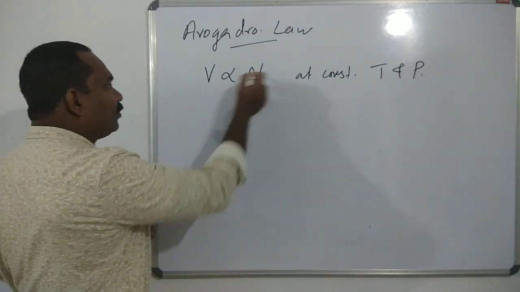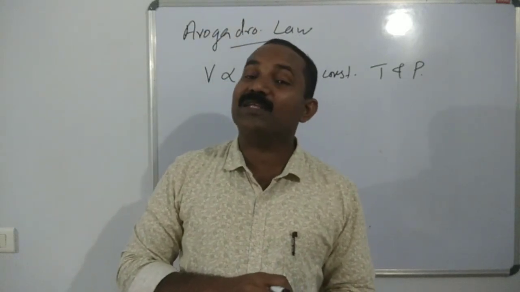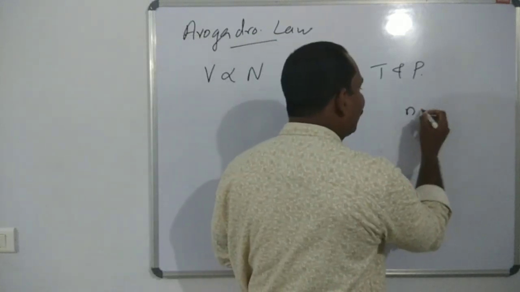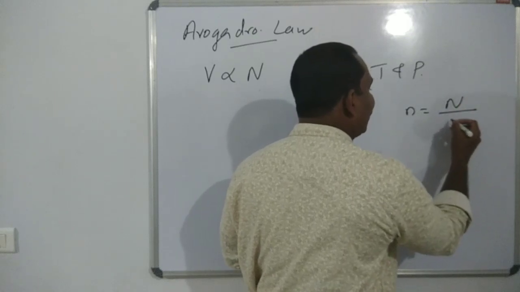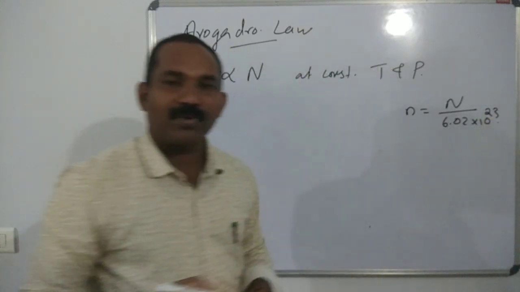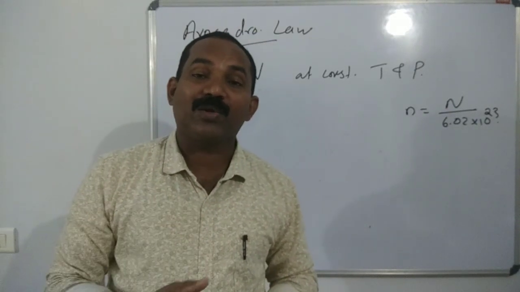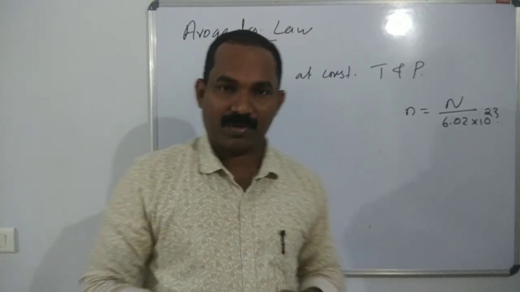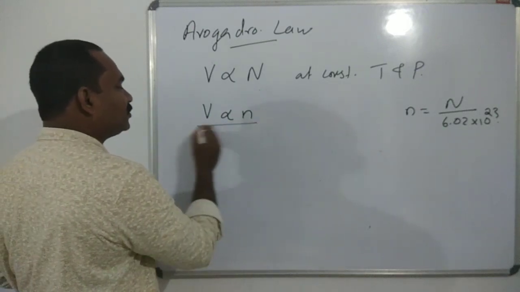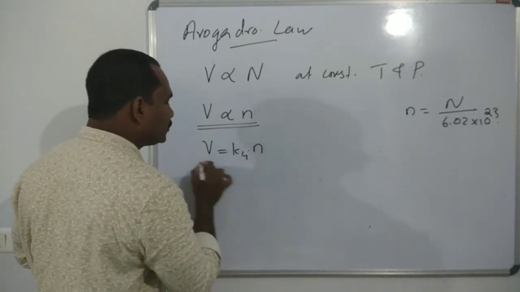So the number of moles is directly proportional to the number of molecules. The number of moles is equal to the number of molecules divided by Avogadro number. These things you know. The number of moles can be calculated from the number of molecules: number of moles equals number of molecules divided by Avogadro number. So let's write V is directly proportional to the number of moles, or V is equal to K4 into number of moles, another equation.